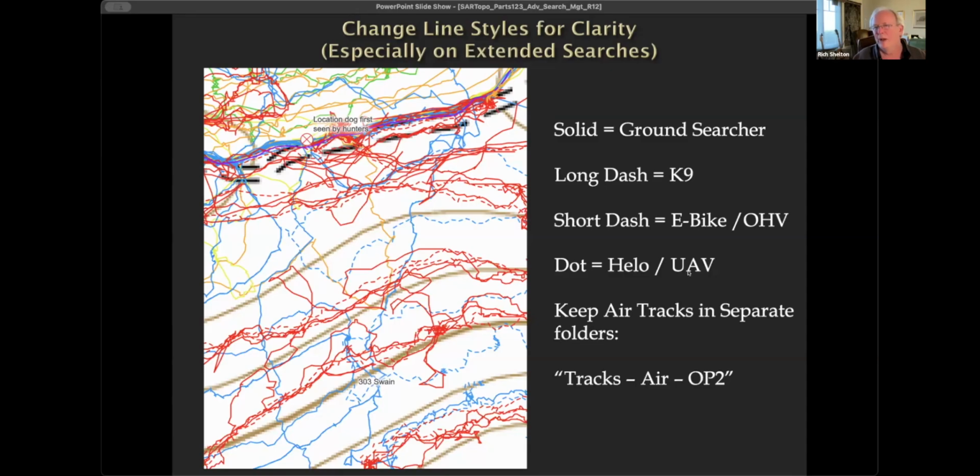And I'll usually move those into their own folder as well. And I'll call it something like tracks-air-op2, which is different than tracks-op2, where I have all my ground and canine tracks and so forth, because once again, I can use visibility to turn things on and off real easily. So that's a new thing, and I think it's pretty effective.